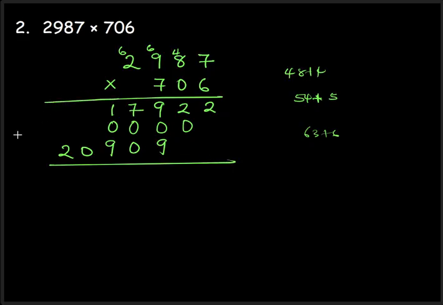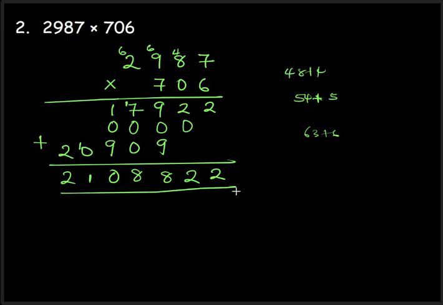Okay. So we'll add. This is 2. 2 plus 0, 2. 9 plus 0 plus 9, that will be 18. 8 carry 1. 1 plus 7 plus 0, that will give us 8. 1 plus 9, that will be 10. 0 carry 1. And this would be 1 plus 0, 1, and then we'll have 2 here. So that will give us 2,108,822.